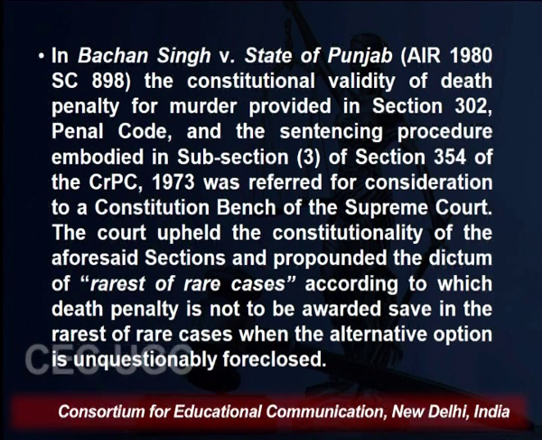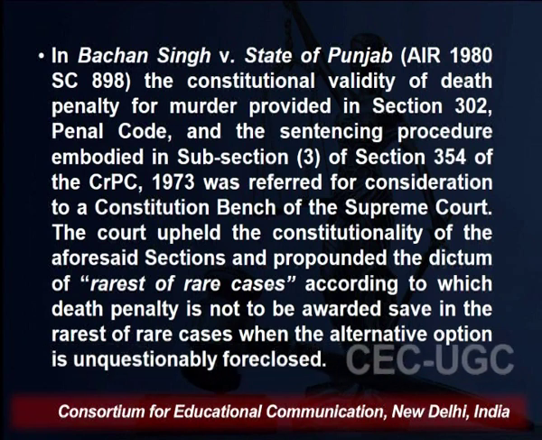So, what we have to see is whether a case falls in the category of rarest of rare cases, only then can we unquestionably foreclose the other option of life imprisonment. Okay. So, the death penalty may be awarded, but there is a test that has been propounded by our judiciary, and that is the rarest of rare cases. Then, how about the mercy petition in death sentence cases? We always hear about that.